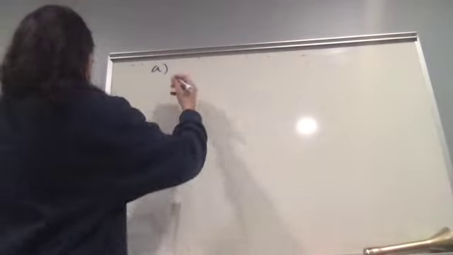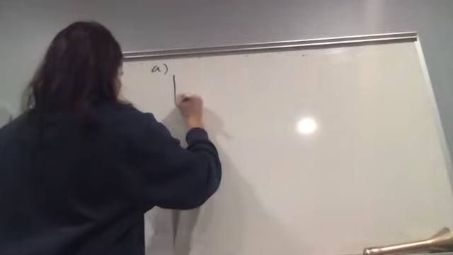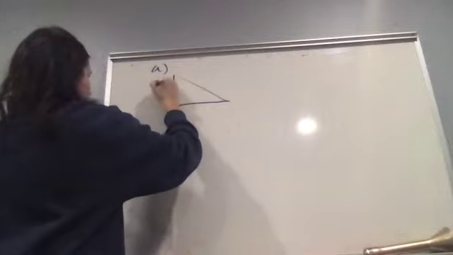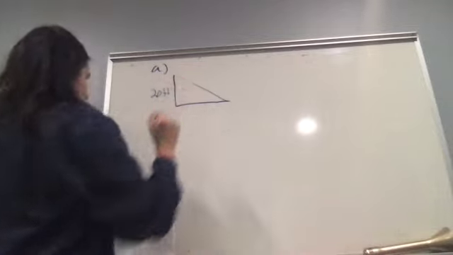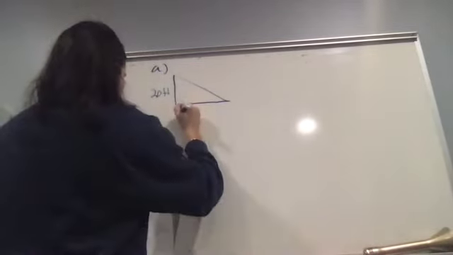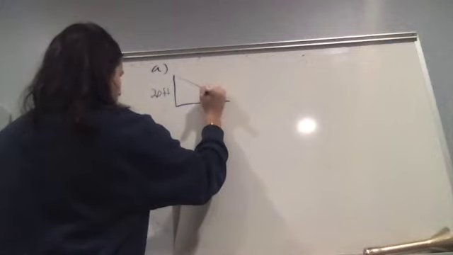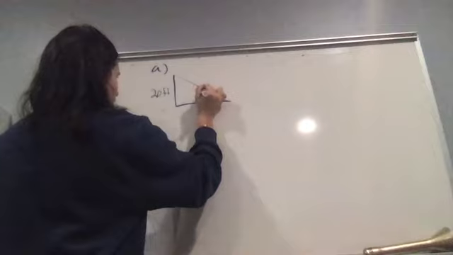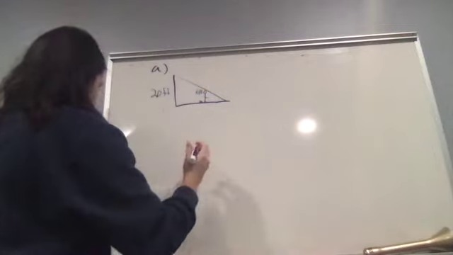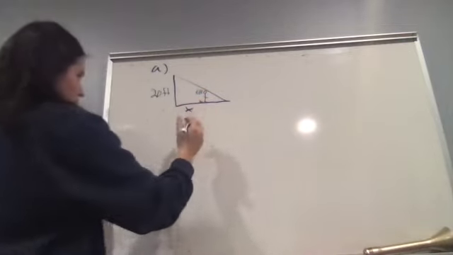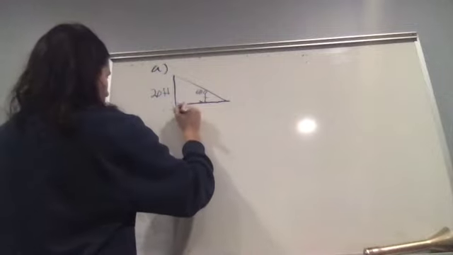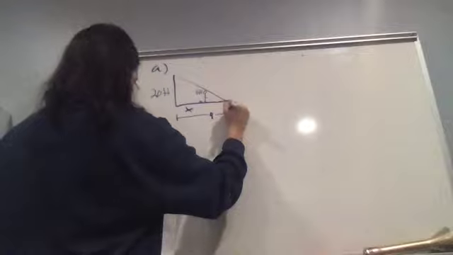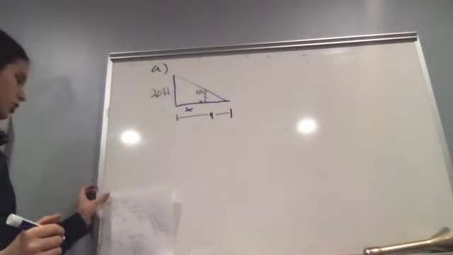Okay, so for A, we're going to start by drawing out the triangle, just to represent. So we know that 20 feet is a constant height. We have our person here standing at 10 feet, and the person is 6 feet tall. And then we have this space, which we're going to call X. And then we have the total length, which we're going to call Q.